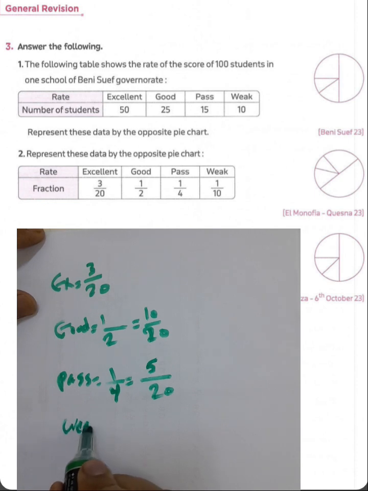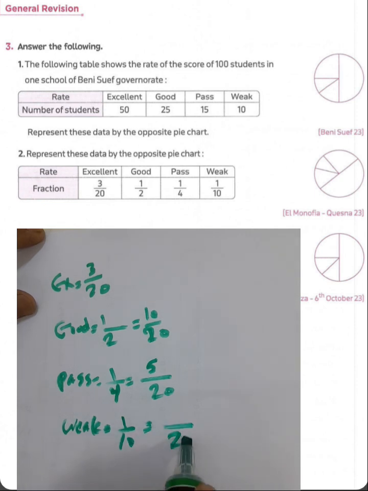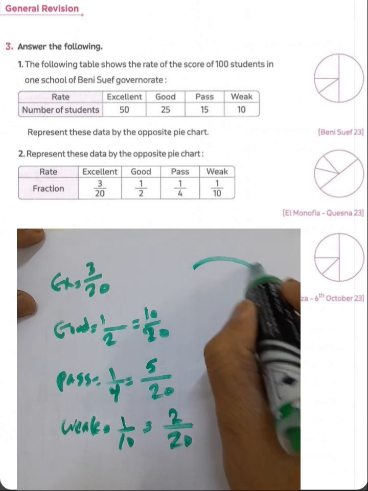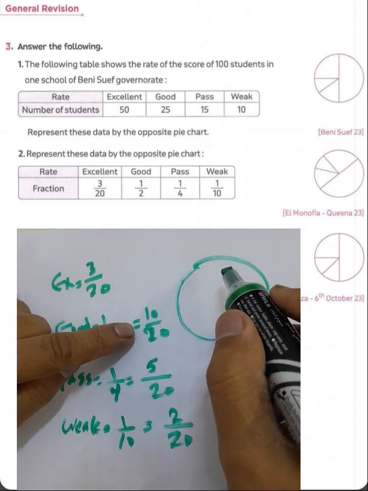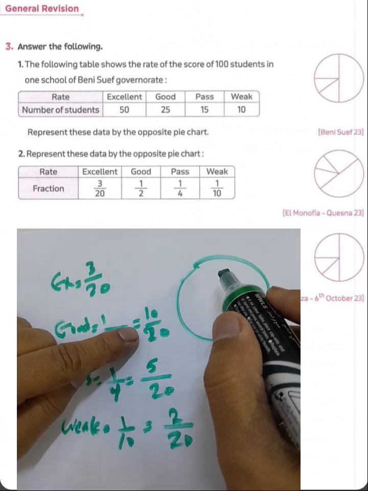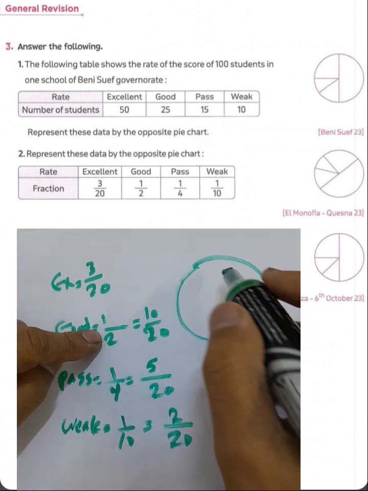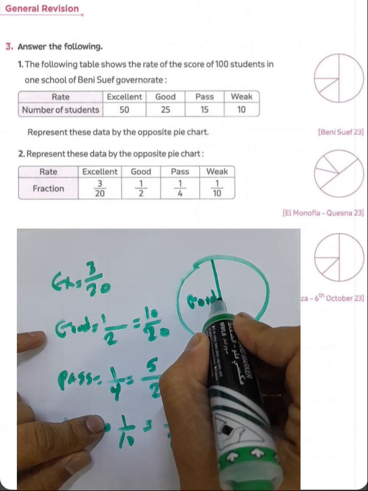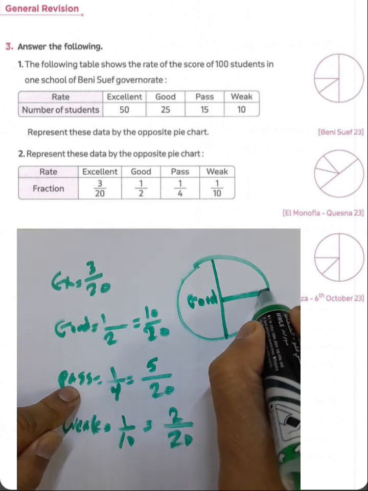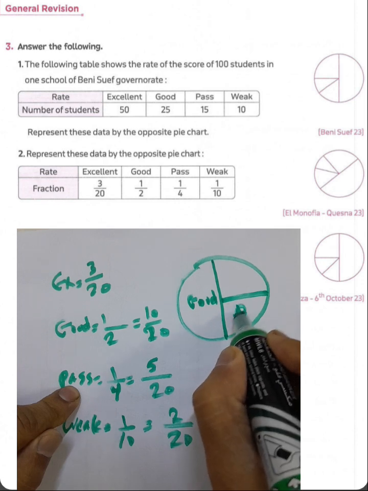And weak was 1 over 10. You can write 20 in the denominator. 2 times 10 equals 20, 1 times 2 equals 2. Then you can draw a circle here, and we have 3 over 10, 10, 5, 5 here. 10 over 20, what is it? Half. You can draw it here, so half represents good. And pass is a quarter. A quarter here, pass.